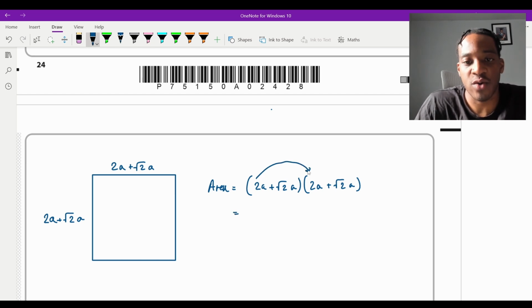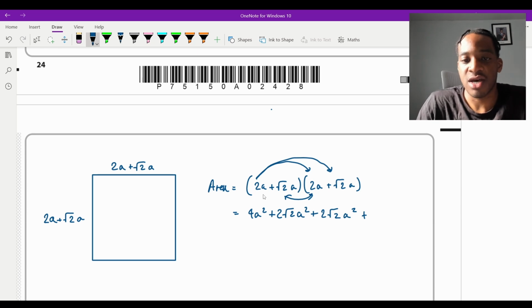We've got 2a and a 2a, which is 4a squared. We've got a 2a and a root 2a, so the 2 and the root 2 will make 2 root 2, and then we've got a and an a, which will make an a squared. And it's the exact same thing for this one, isn't it? It's the exact same two terms, so it's going to be the exact same answer: 2 root 2 a squared. And then the last one, we've got root 2a times root 2a. What I like to do when I do it with surds is just break it down.